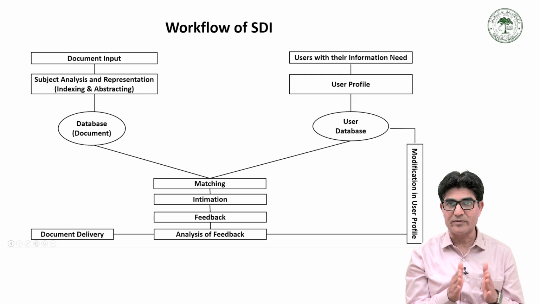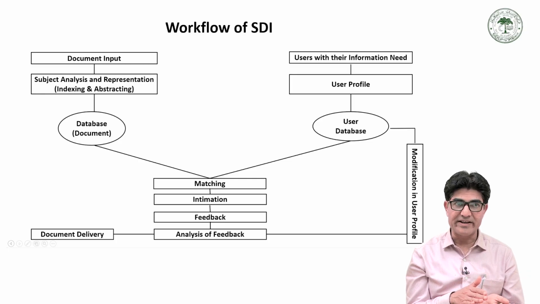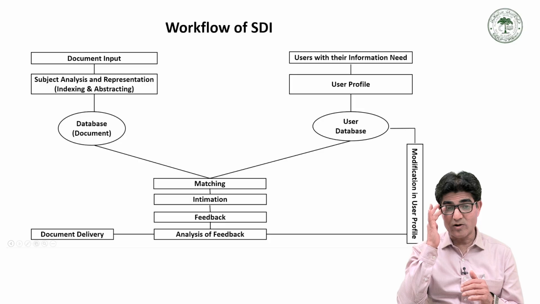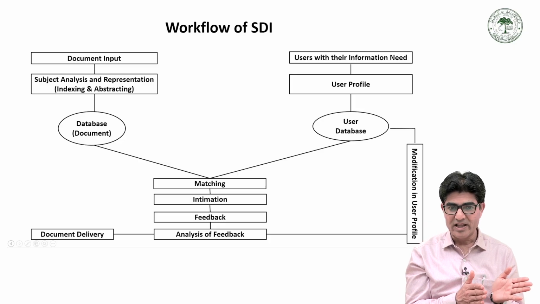So on the one side, we have the database of documents. On the other side, we have the database of users. And after a certain interval, a matching can be done between the document database and the user database. Whatever results are matched can be intimated to the users. And finally, we need to get the feedback. If the results sent to the user are satisfactory, this is well and good. Otherwise, some modification in the user profile, particularly in defining the area of interest, the subject interest, is important. On the basis of analysis of feedback, if the user is satisfied, the full document can be delivered. If the user is not satisfied, then we need to modify the user profile.